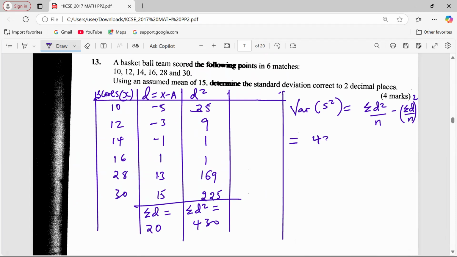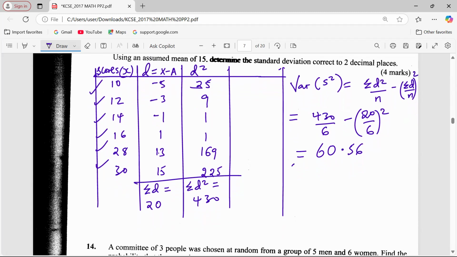So we need 430 over N. These are 6 matches, 1, 2, 3, 4, 5, 6, then minus 20 over 6. Then this part, we shall be squaring. Let me compute that. 430 divided by 6 minus 20 over 6 squared. So I'm getting 60.56 to 4 significant figures.